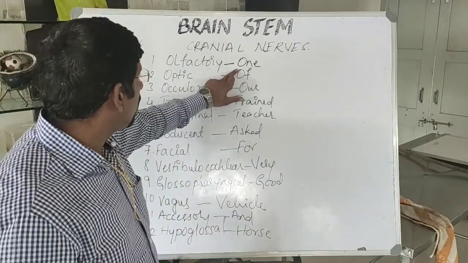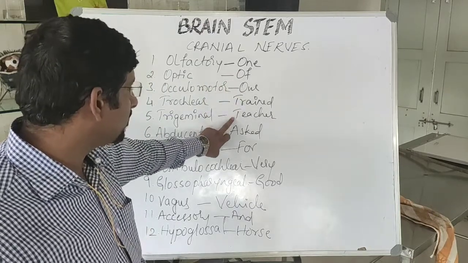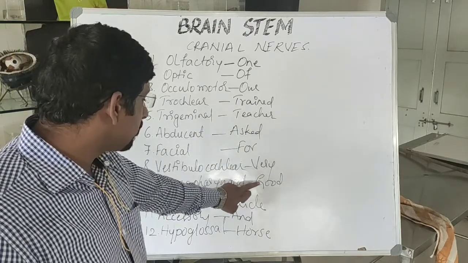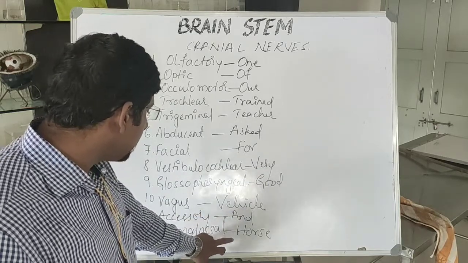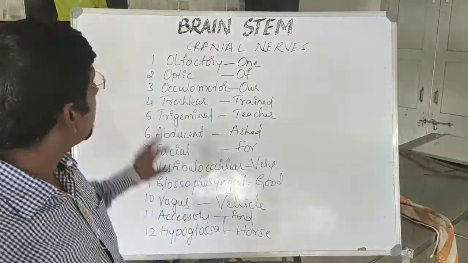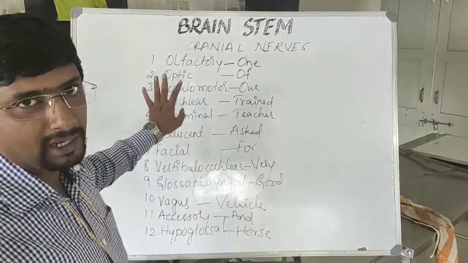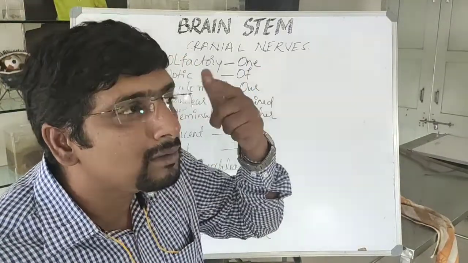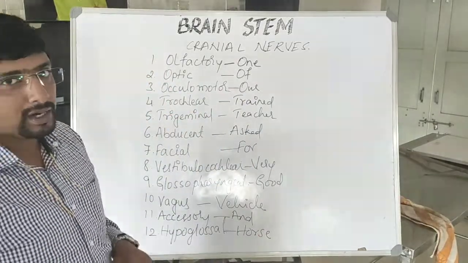So O, olfactory; second, optic; third, oculomotor; fourth, trochlear; fifth, trigeminal; 6th, abducent; 7th, facial; 8th, vestibulocochlear; 9th, glossopharyngeal; 10th, vagus; 11th, accessory; and 12th, hypoglossal. From the first letter we can remember. And how do you remember these first three? All starting from O only, right? First you remember the nose, then the optic, then movement of the eye. So remember in this order: olfactory, optic and oculomotor, right?